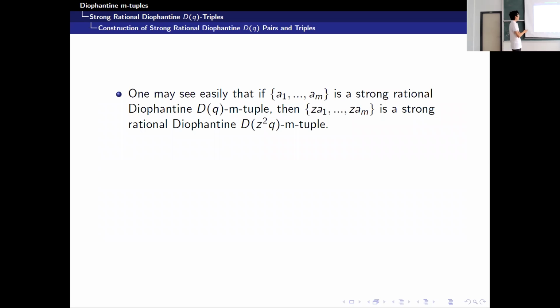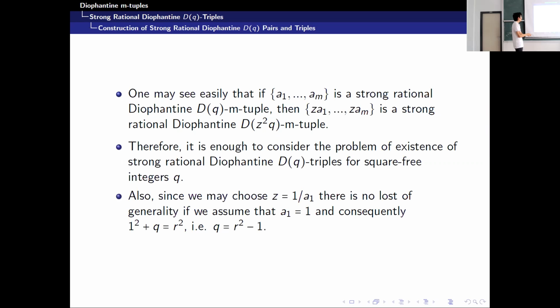And let's say we have a strong rational Diophantine D(Q) m-tuple and multiply with one coefficient, let's say Z in here. And this is also a strong rational Diophantine m-tuple. But there is one difference: a D(Q) m-tuple will be a D(Z² Q) m-tuple. And for that reason, I need to show the existence of strong rational Diophantine D(Q) triples for square-free integers Q.